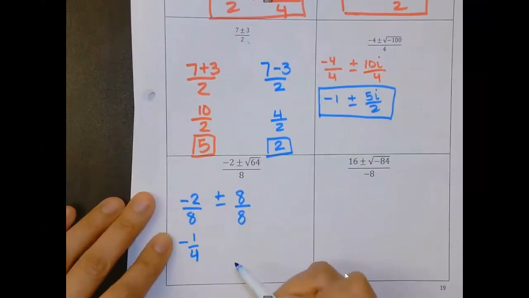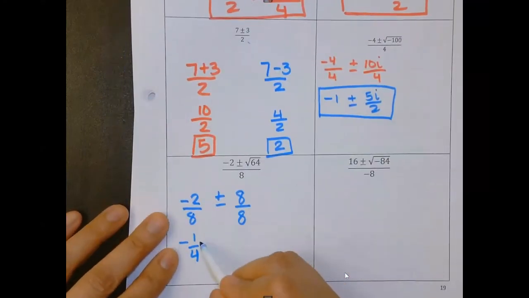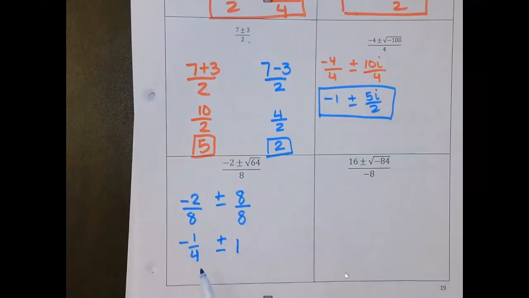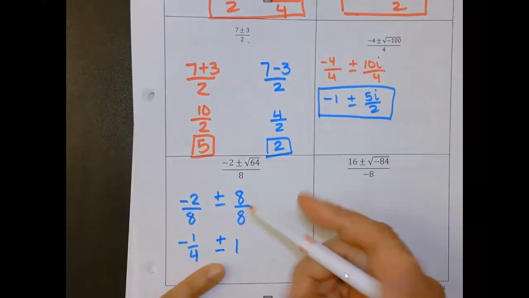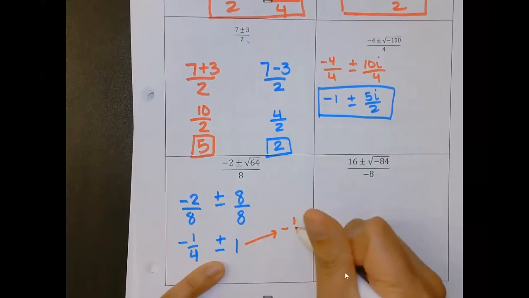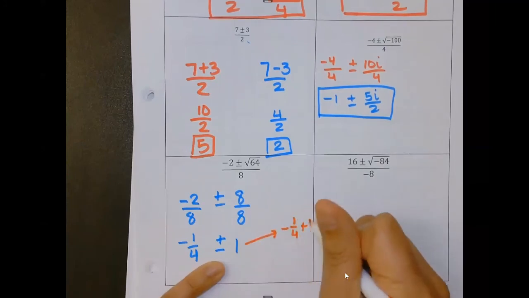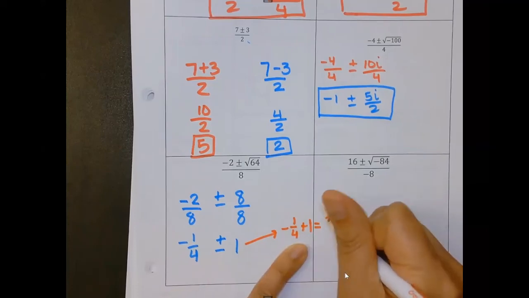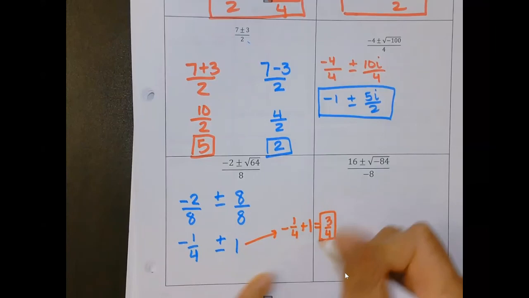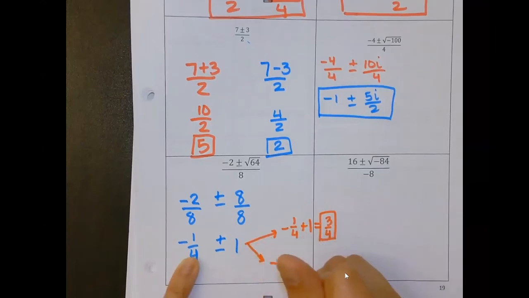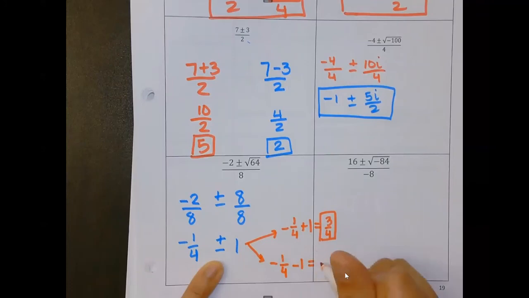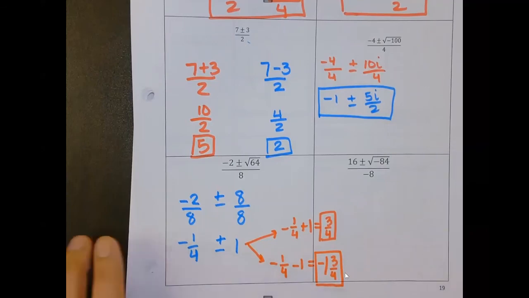I'm off the screen again. There you go. Negative 1/4. You can't leave it like this because they are whole numbers. So you actually would have to combine them. Negative 1/4 and 1. Negative 1/4 minus 1. Negative 1 and 3/4. All right, okay, the next one.